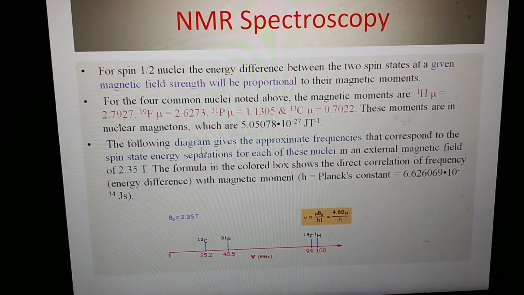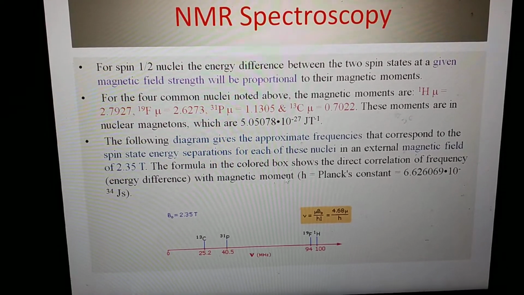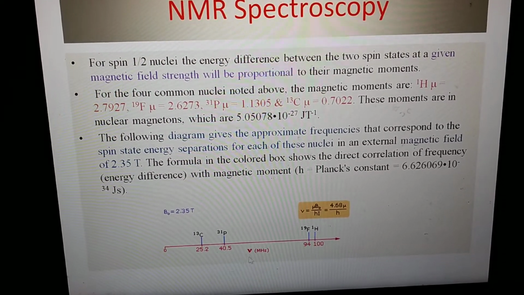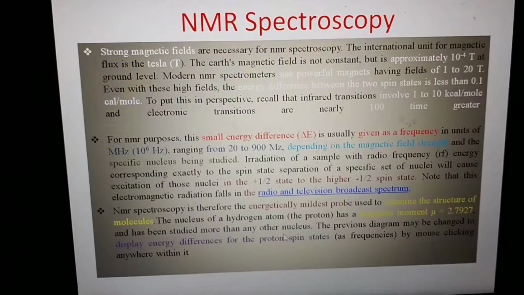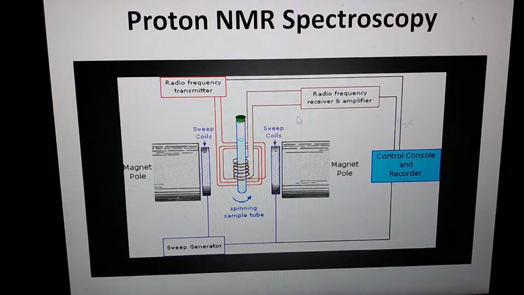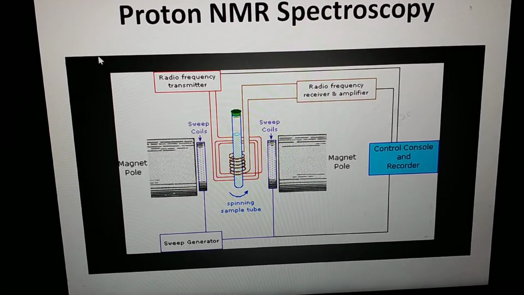The rest is not important for you, but I have also mentioned it. Before discussing this point, first of all we will discuss the NMR instrument.